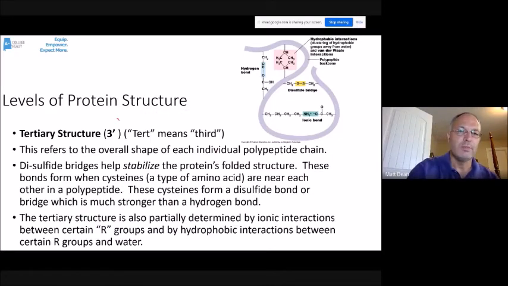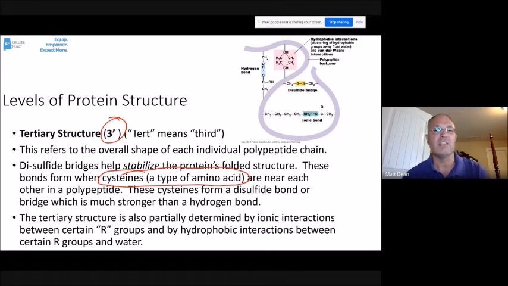Tertiary structure, sometimes abbreviated as 3°, refers to the shape of one individual polypeptide chain, the shape of the whole chain. An important structure here, in addition to hydrogen bonds, are called disulfide bridges or disulfide bonds. These form between cysteine amino acids. Cysteine is an amino acid that has a sulfur atom in its R group. And if two of these cysteines get close together, these sulfurs bond. This bond is much stronger than a hydrogen bond, so it helps to stabilize a protein shape, make it much more stable, much more likely to last and not be broken.